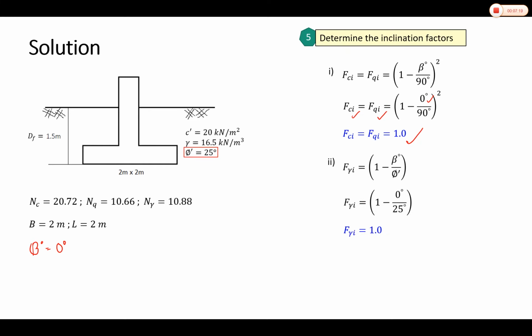And then finally, we have the F gamma I. Again, we need to refer to the beta inclination factor. So here beta equal to 0. So now you can have the F gamma I equivalent also to 1.